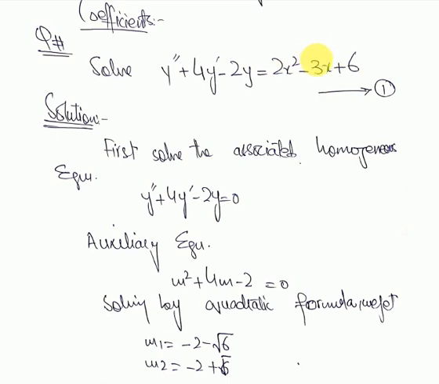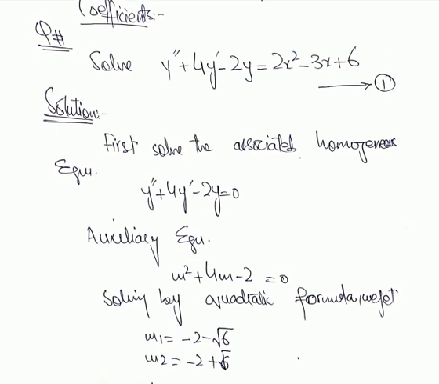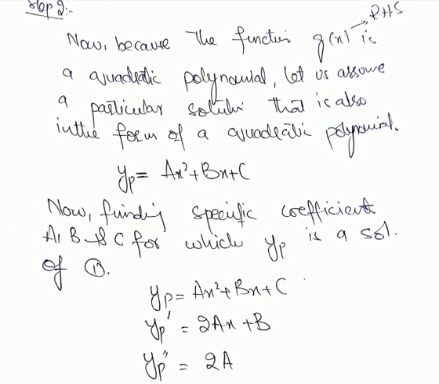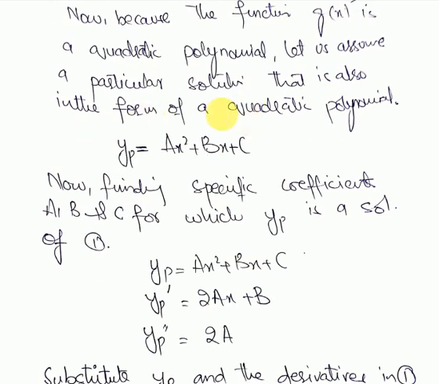We are finding the particular solution for this part, so we are assuming the particular solution in the form of a quadratic polynomial, which is yp is equal to ax square plus bx plus c. This is a general second order quadratic polynomial.